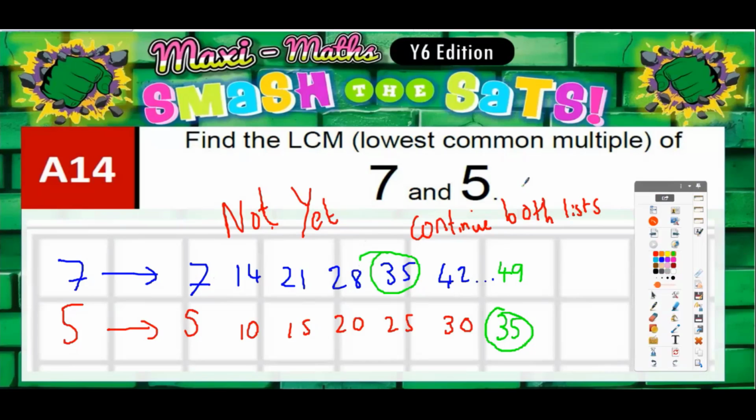So the first number in both lists is the lowest one. So it's the lowest common multiple. It's going to be 35. Now, you might be saying, well, just times them together then. 7 times 5 is 35. But that doesn't always work.